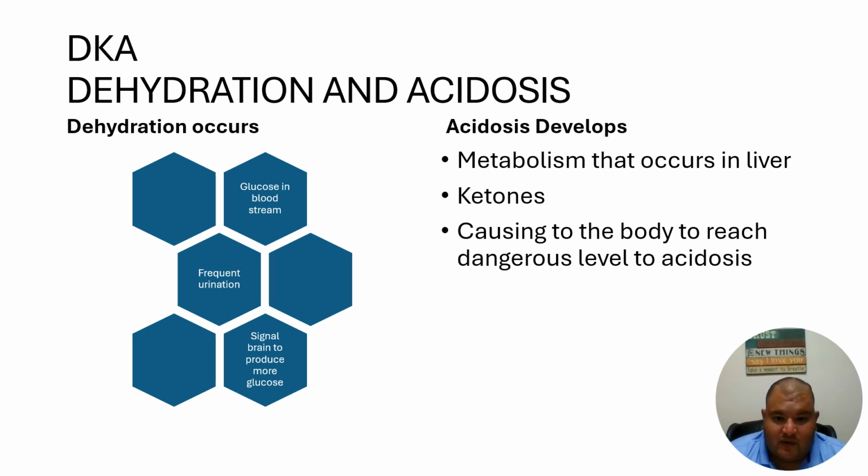The other thing that's going on is acidosis. How is that happening? Because the cells in the liver are not receiving sugar, it's going to metabolize fats for energy, and it's going to create a byproduct called ketones. And these ketones, of course, are going to create a strong acid, causing the body to reach dangerous levels of acidosis.